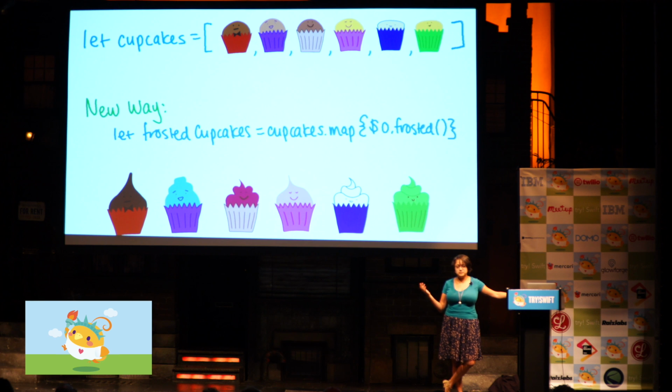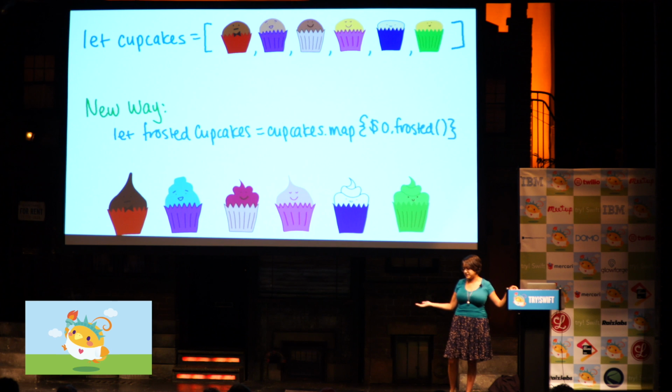Now the new way would be to use mapping. To do this, we're going to say, let frostedCupcakes equal cupcakes.map, and then you have a closure or a function. In this case, we're going to use the shortened syntax and do $0.frosted, and that will actually return to you an array of all frosted cupcakes. So it takes this array of unfrosted cupcakes, maps over it, and frosts every single cupcake.